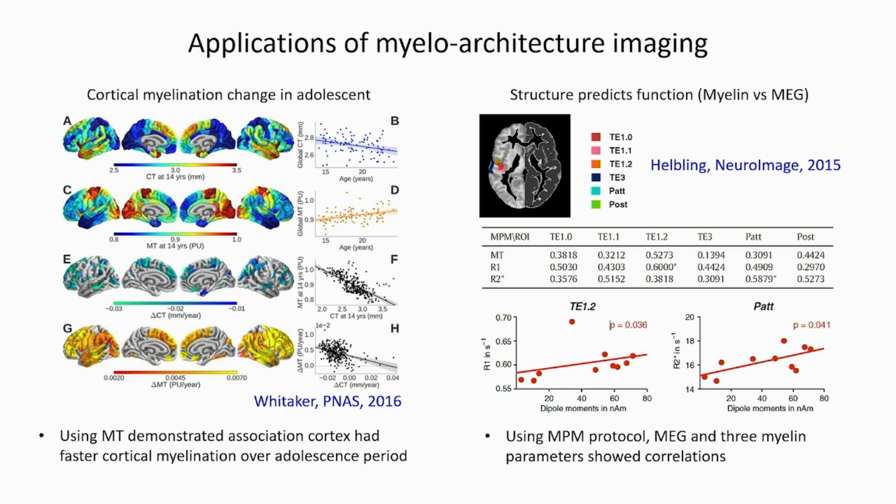You can use the myelin images and look at this association cortex, showing faster cortical myelination over the adolescent period. If you have the resolution and sensitivity to myelination, you can come to this kind of conclusion using the technology. Another one is matching structure and function, to see whether structure can predict function, by using myelin imaging for the cortex as well as MEG data. They show some correlation between the myelin density or the R1 values and the MEG measurement.